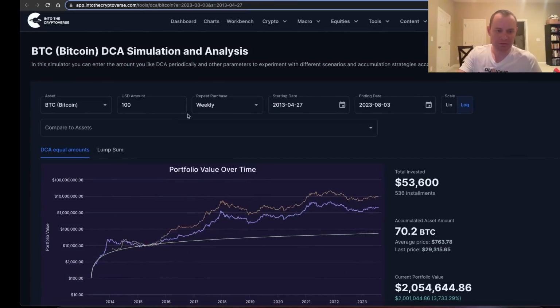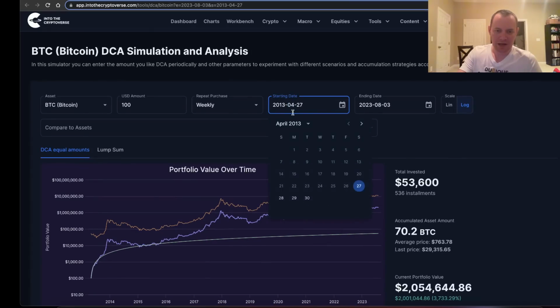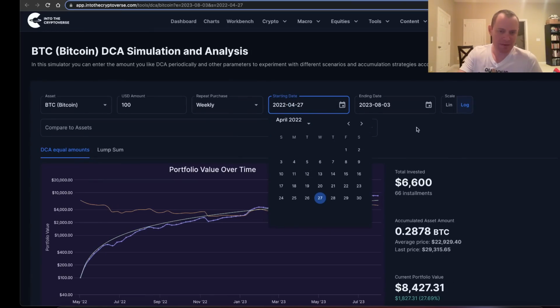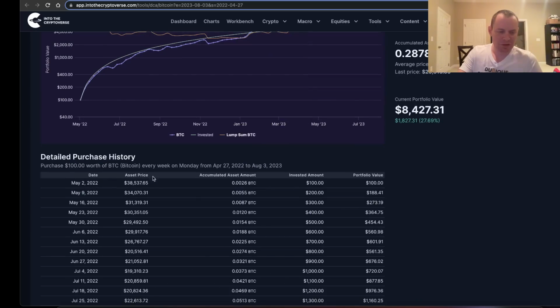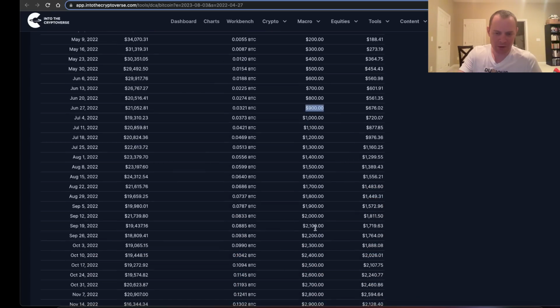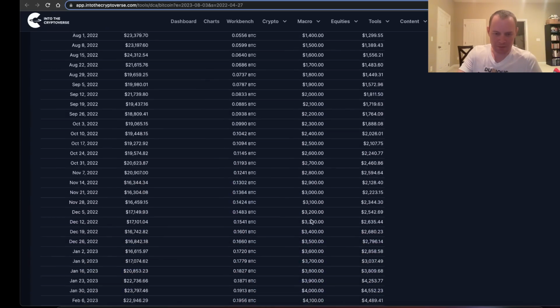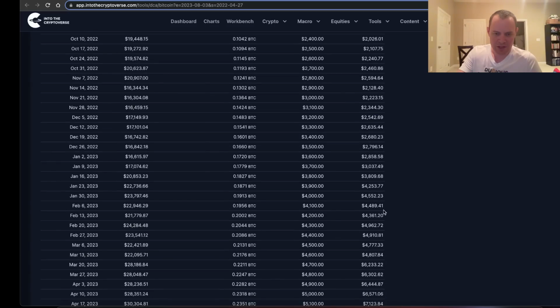So let me show you one more thing. So let's just go look here at a Bitcoin strategy. Let's say starting April 27, 2022, whatever. It'll show you the date, the price at the time, how much you would have accumulated, how much you would have invested, so it keeps track of how much you would have invested, and also the portfolio valuation at that time. And you can see that for a while, right, you're underwater for a while, but then at some point it changes, right? At some point it changes. And it looks like that point is right around here, where the portfolio valuation is now worth more than how much you've invested.